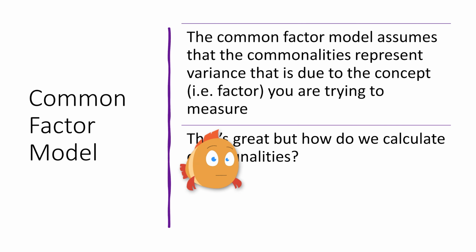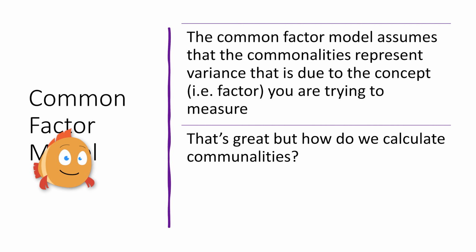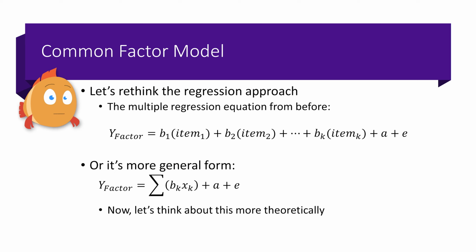So the common factor model assumes that the communalities represent variance, and that overlapping variability is due to the concept or factor that we're trying to measure, which is great. But how do we calculate these? Well, spoilers, a factor analytic approach.